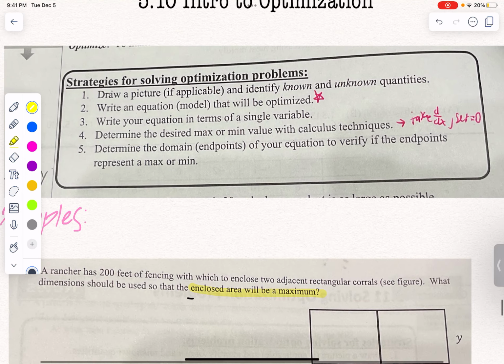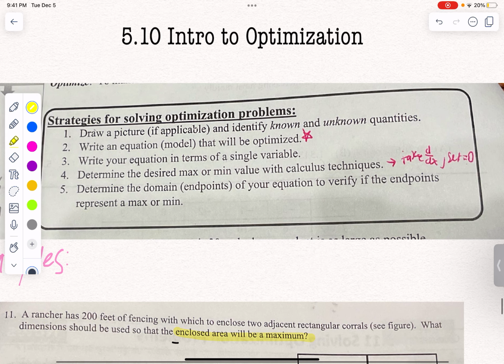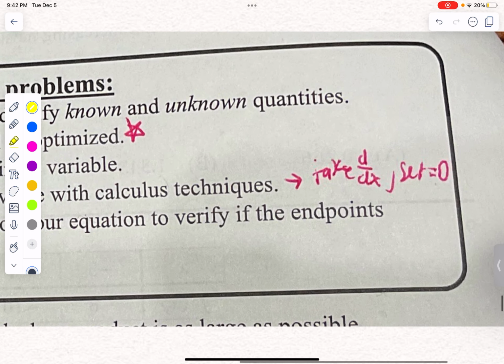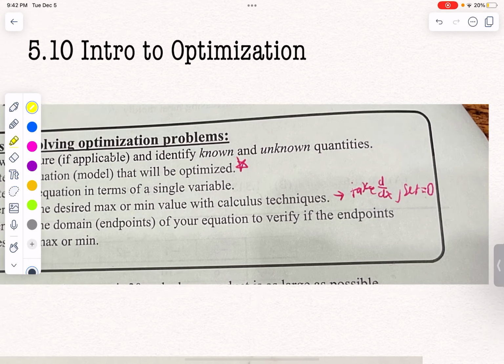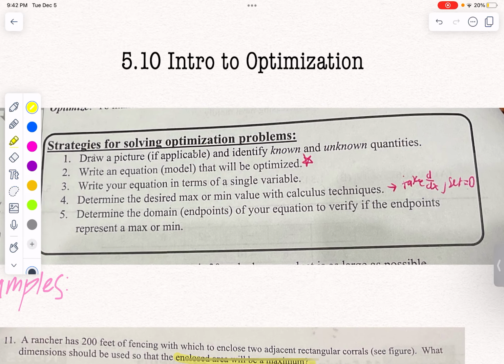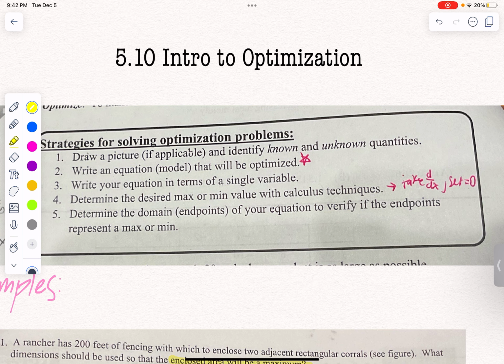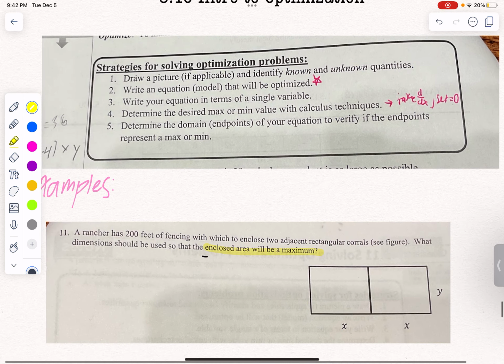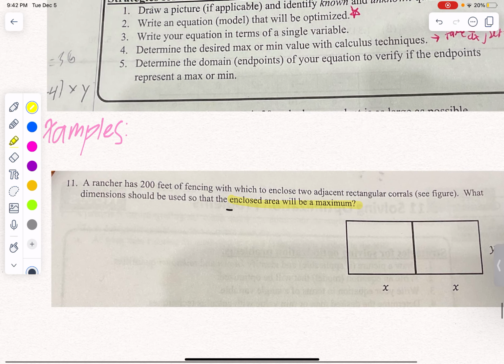The steps for this process are, first, of course, draw a picture, then write an equation that will be optimized, and write your equation in terms of a single variable. We'll show that in a second. Then determine the desired max or min value with calculus techniques, which is taking the derivative and setting it equal to 0. That makes sense because we know that maximum and minimum occur at critical points, and that's why you set it equal to 0. Those critical points will help you move on from there.